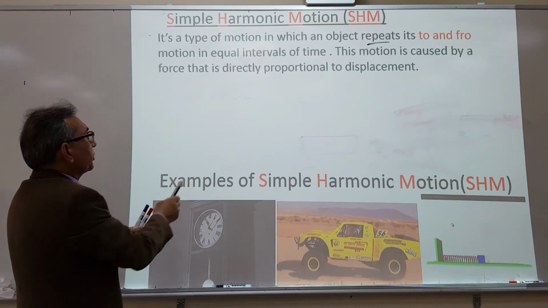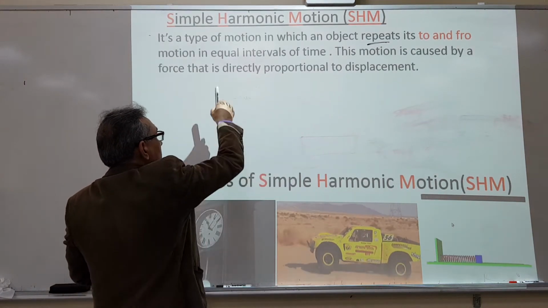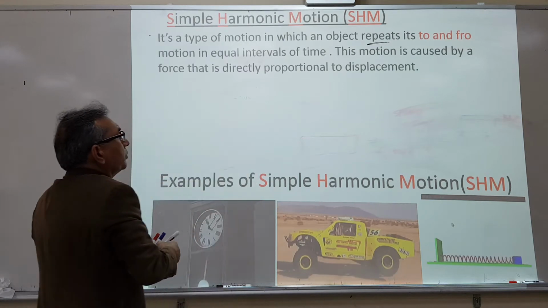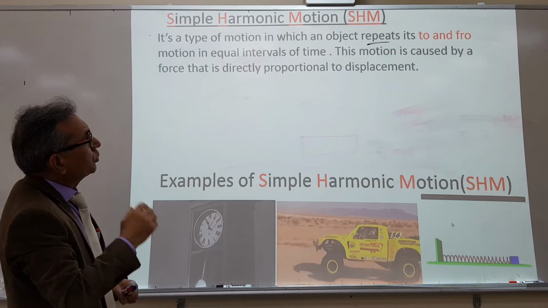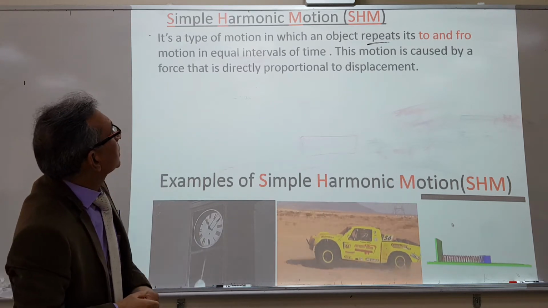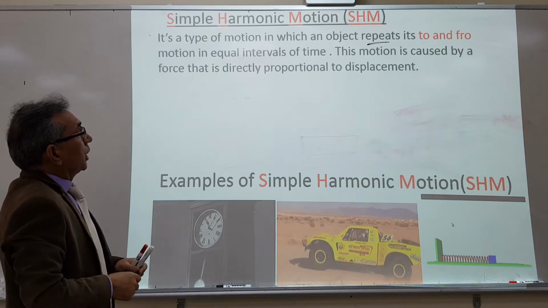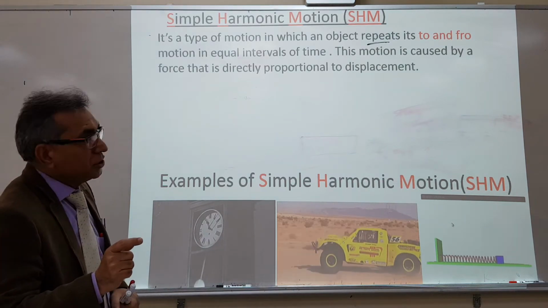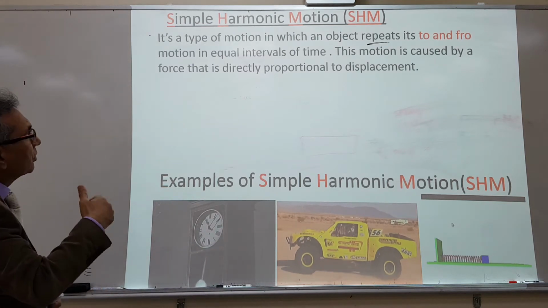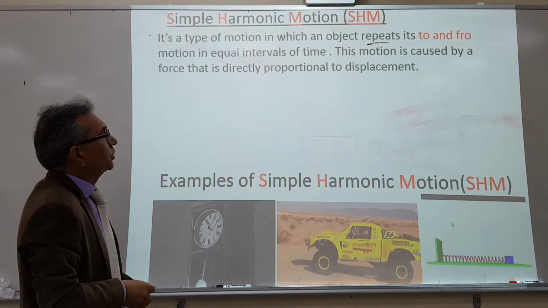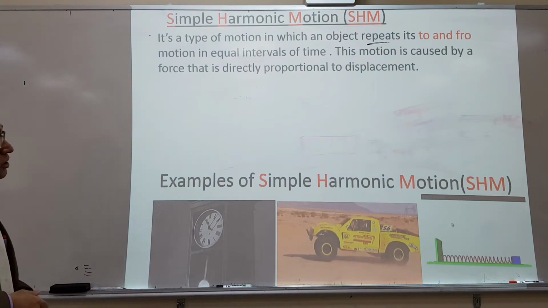For example, if you have a horizontal spring, to the right and the left about the equilibrium position, it will be repeating its motion about the equilibrium position. So this is the simple harmonic motion. We assume at this stage, at your level, that there are no frictional forces. So in equal intervals of time, it repeats its motion. The motion is caused by a force that is directly proportional to the displacement.